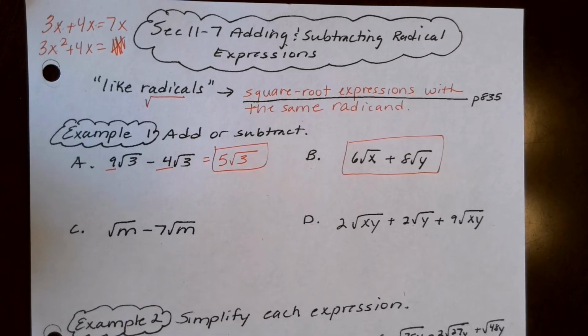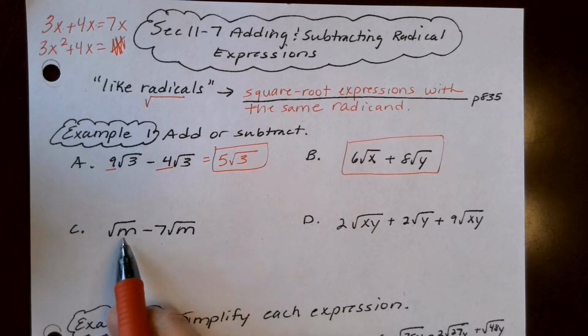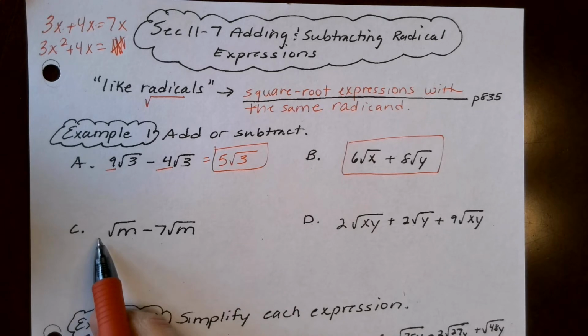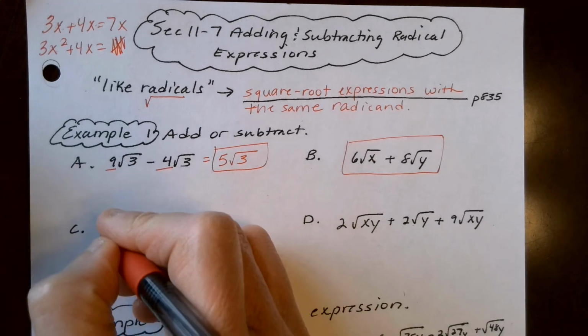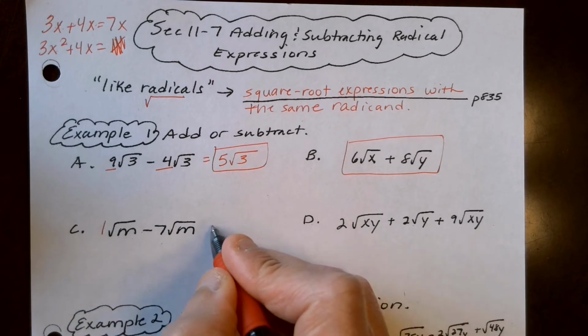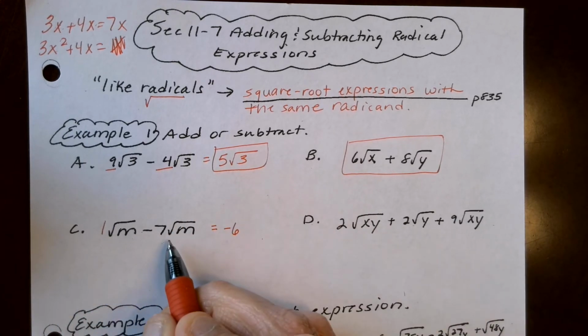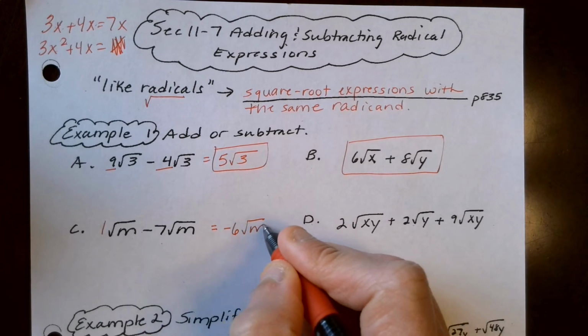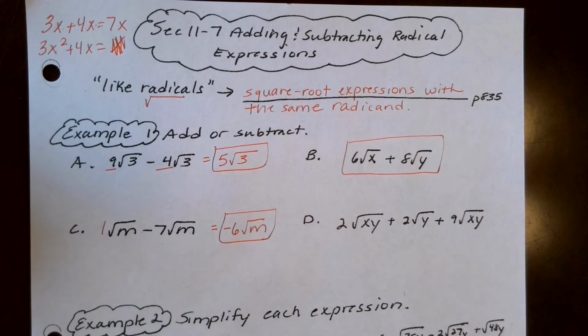How about that? Square root of m minus 7 square root of m. Are they like radicals? Look pretty much the same to me. My only question is, what's here? That's right, it's a 1. So 1 minus 7 is negative 6, and the radical stays the same. Okay, there's clear-cut rules for when you're adding and subtracting versus multiplying and dividing, and they're different. So this is when we're adding and subtracting.